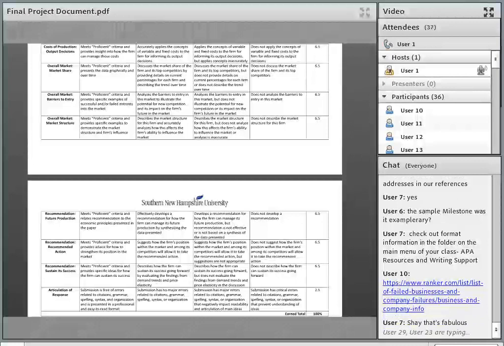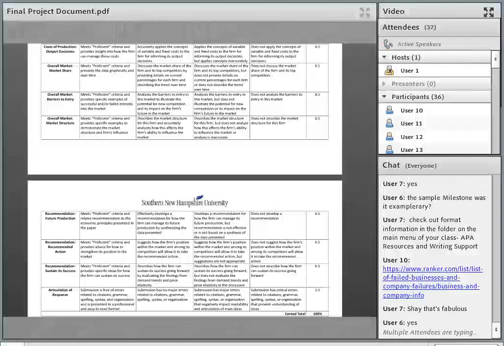So Susanna asks, the sample milestone, was it exemplary? Susanna, are you referring to the paper on Hershey? Because that was the entire paper. It wasn't just one milestone. So I wanted to just make sure we're talking about the same thing.